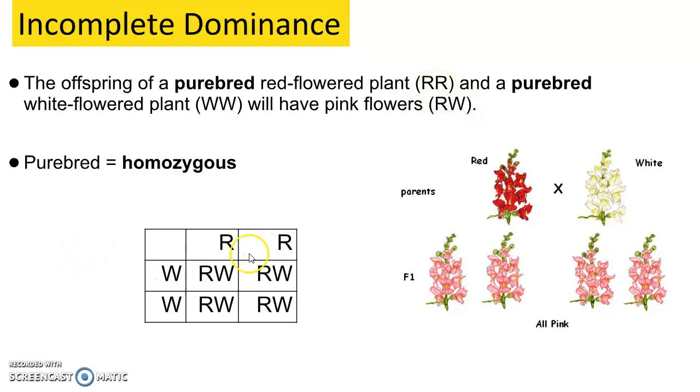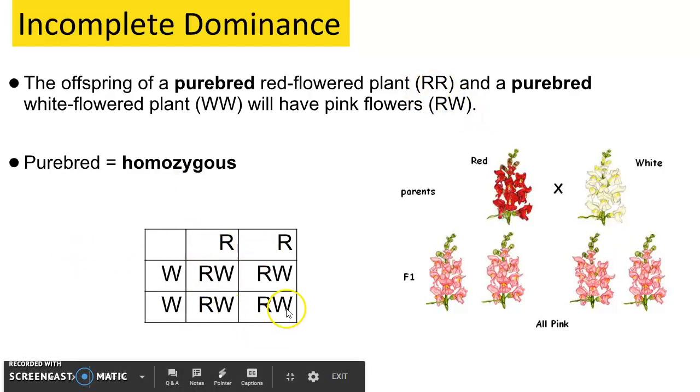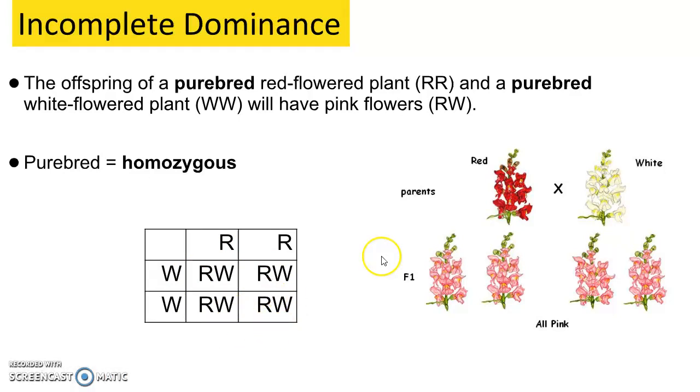And when we set up a Punnett square between these 2 parents, all of our offspring have the genotype RW. And in this case, that means that they have pink flowers. And I would have to tell you that prior to you completing a Punnett square, that this is a case of incomplete dominance and any heterozygote has pink flowers. So I would have to let you know that before you did the problem.